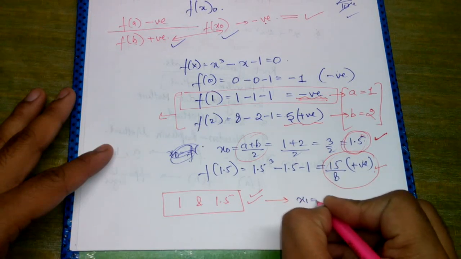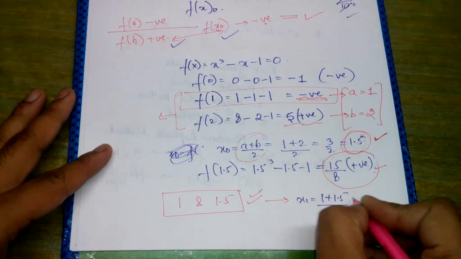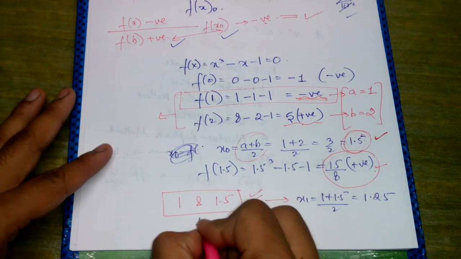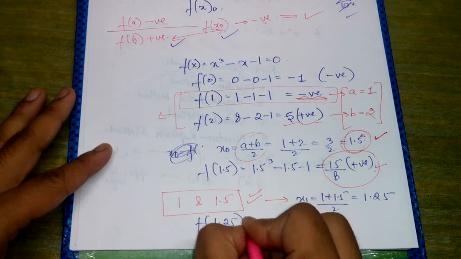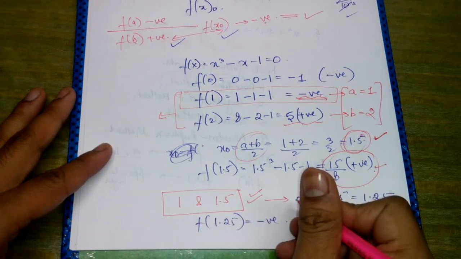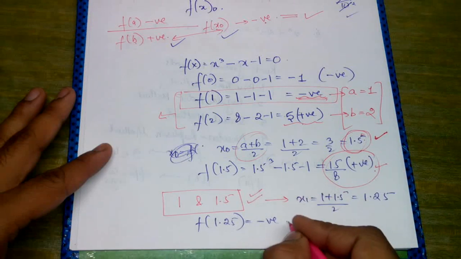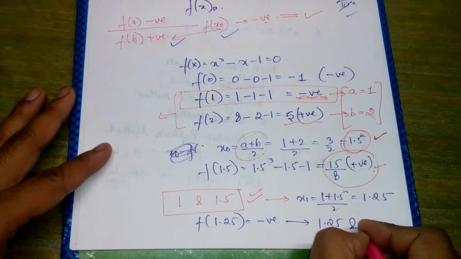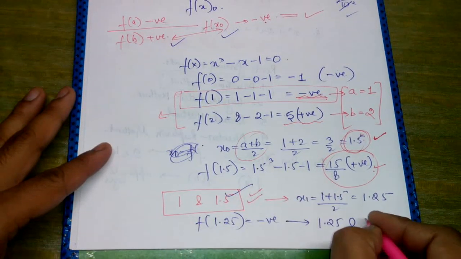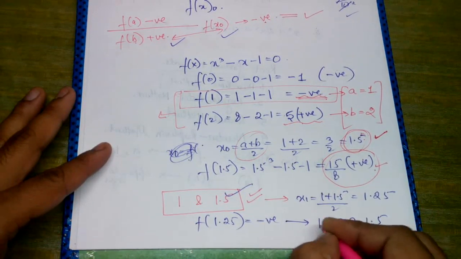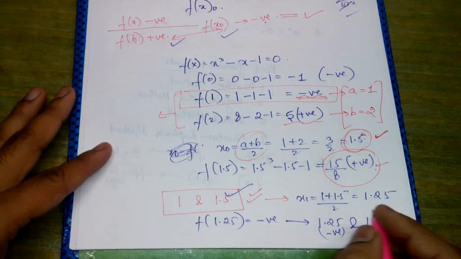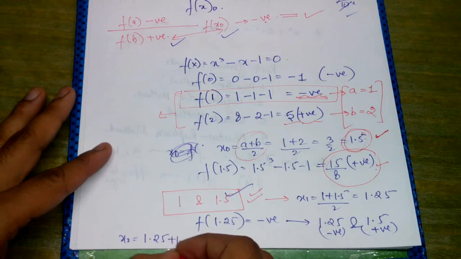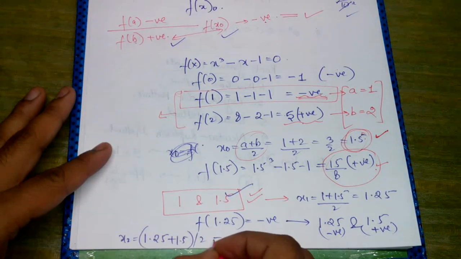So x1 would be (1 plus 1.5) divided by 2, and this is coming out to be 1.25. So f(1.25) is coming out to be negative. So if it is negative, it simply means now the root will lie between 1.25 and 1.5, because corresponding to this it was negative, and corresponding to this it was positive. So x2 would be (1.25 plus 1.5) divided by 2.